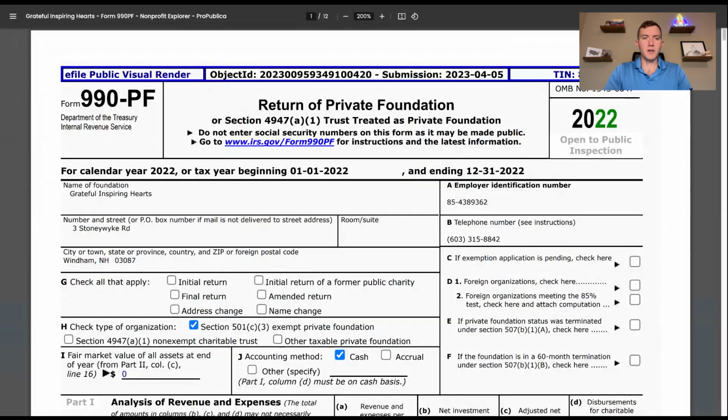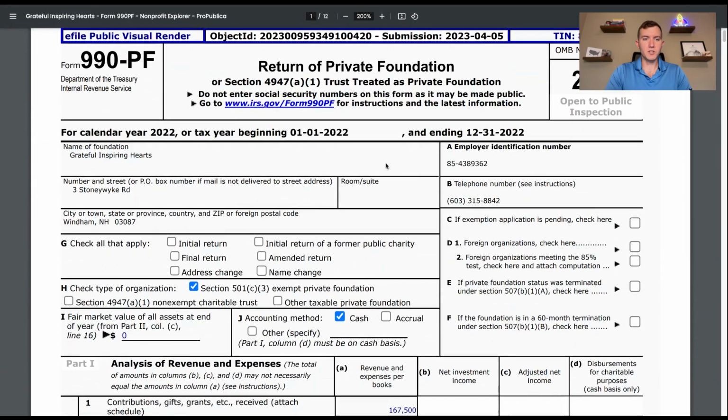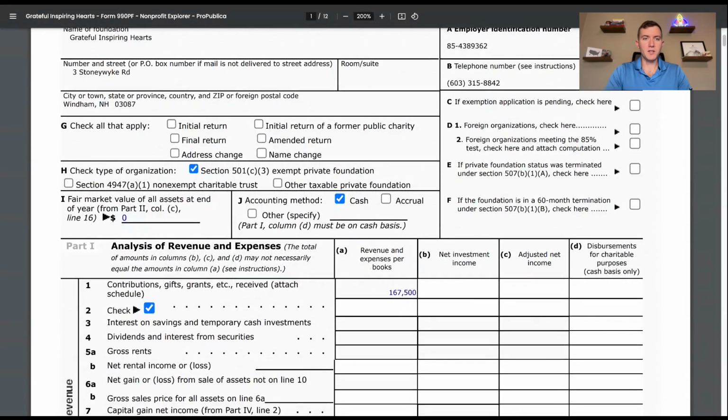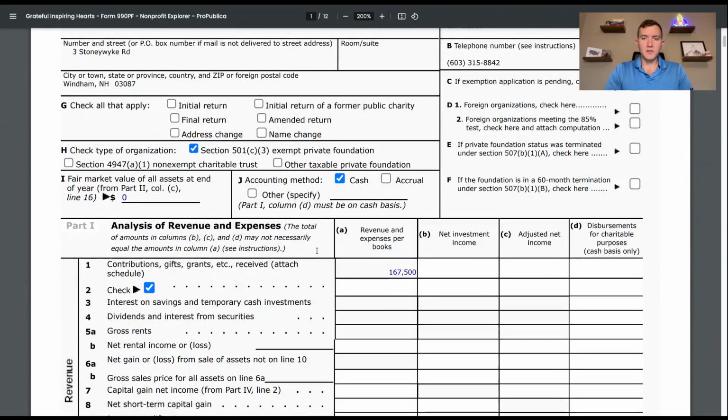Now we're going to look at a not so well done return. So here we have the Grateful Inspiring Hearts. And as you can see, in most cases, so far, so good. But right away, we have a bit of an issue: the fair market value of the assets at the end of the year is 0. So that right away should put your spidey senses out. We do have a $167,000 contribution. So unless they gave it all away, this should be more than 0.